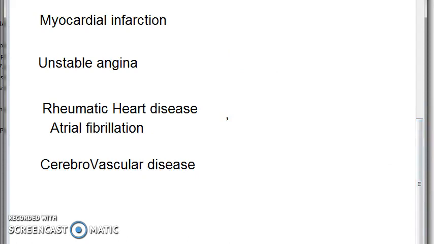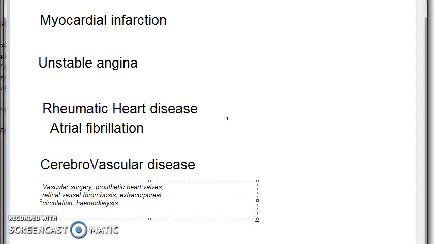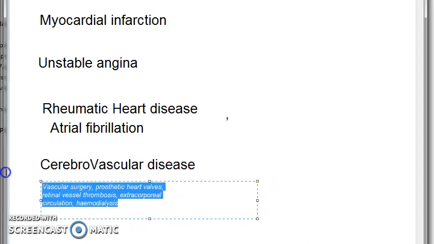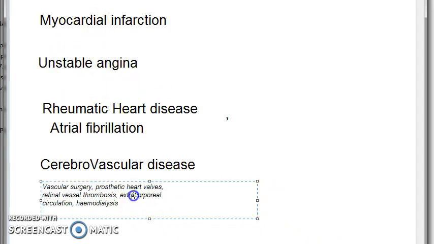Now coming to the sixth point: vascular surgery, prosthetic heart valves, retinal vessel thrombosis, extracorporeal circulation, hemodialysis. Whoa, that's really long. Anyways, we'll write it. Can you say vascular surgery? Vascular surgery. Prosthetic heart valves, retinal vessel thrombosis, extracorporeal circulation, hemodialysis.